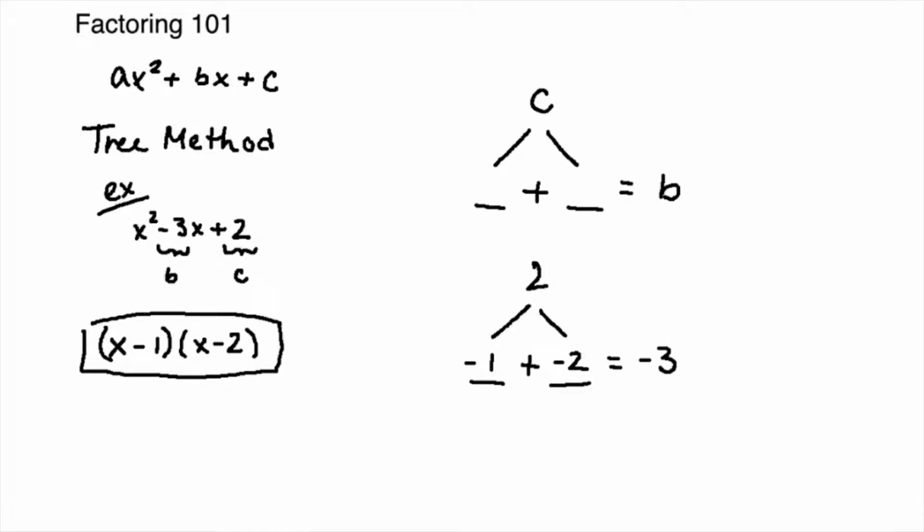It's important to note that to use the tree method, your a value actually needs to be equal to 1. In this case, our a value was equal to 1, so we could use the tree method. Later in this video, we will talk about what happens if a is not equal to 1 and how we deal with that.